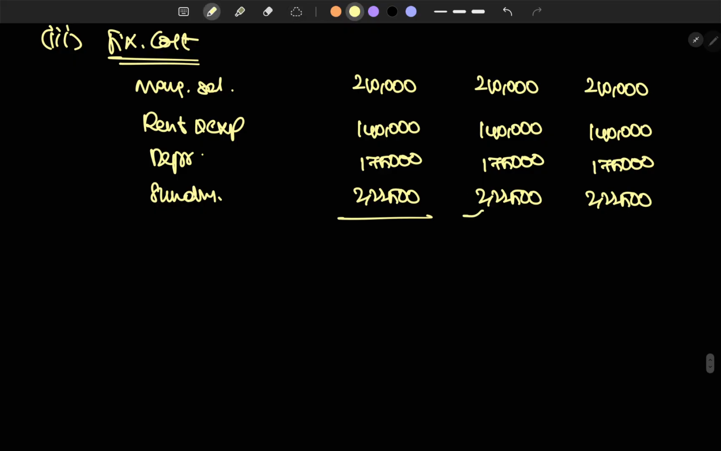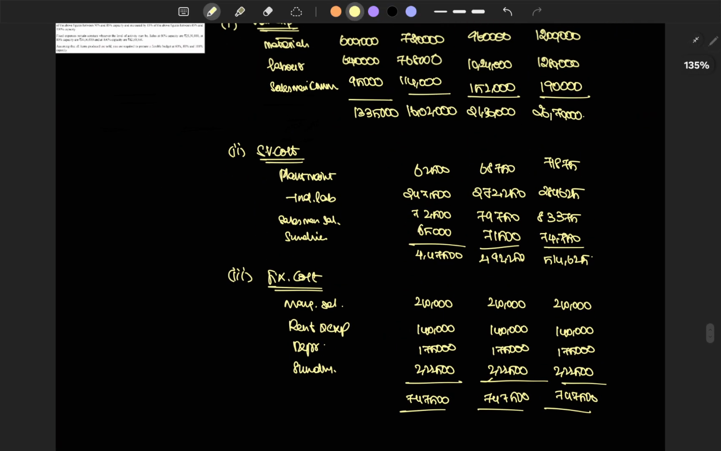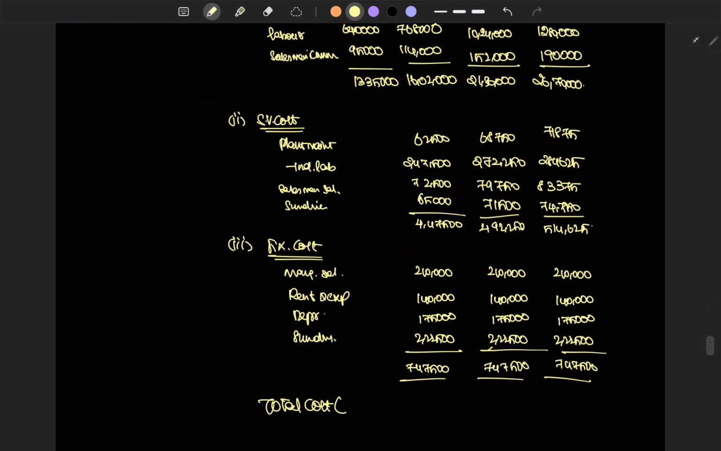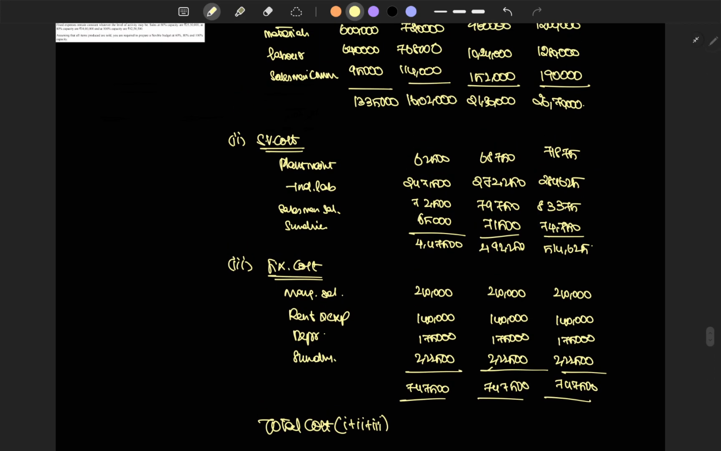Let's find the values. Just comes around 7,47,500 for each level. Okay, so if we add up all these values, we'll find out the cost for every capacity level. 60 percentage, what's the total cost? 80 percentage, what's the total cost? And 100 percentage, what's the total cost? So we'll be finding out for all the levels.